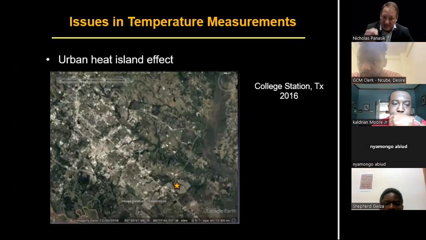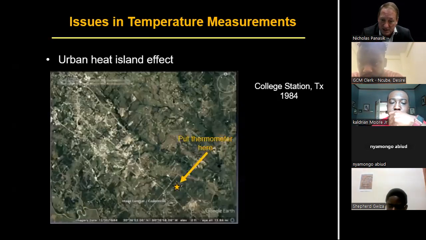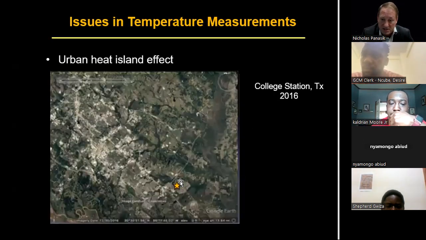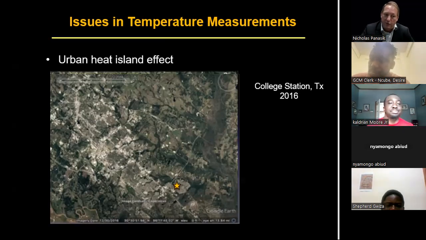And here's that same College Station only in 2016. And I'll go back and forth so you can see the difference. Here it's mostly vegetative, but over the course of these 22 years, you see that now it's become urbanized. So what would you expect to see in terms of a trend for that record in that thermometer?